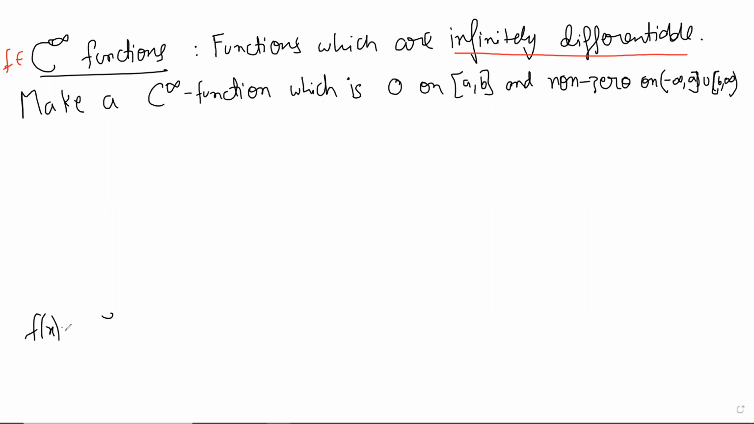So this is an example of what? It's nonzero when x is not equal to 0 and 0 when x is equal to 0. So such a function, but it is not 0 on the interval a, b.